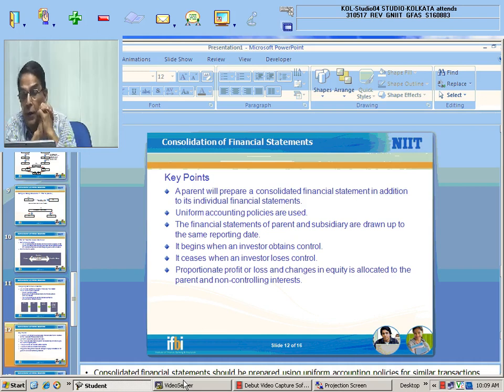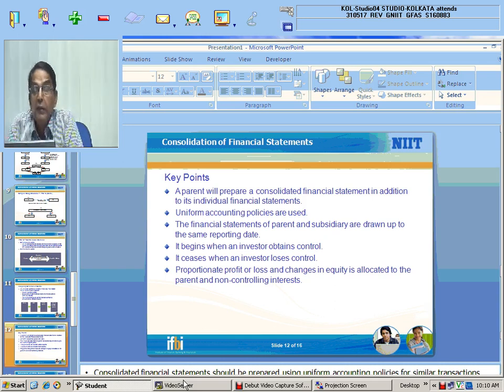The financial statements of the parent and subsidiary should be drawn up to the same reporting date. So the parent and the subsidiary should prepare their financial statements on the same reporting date. Then consolidation will be possible. The consolidated financial statement also will be prepared for the same reporting date.